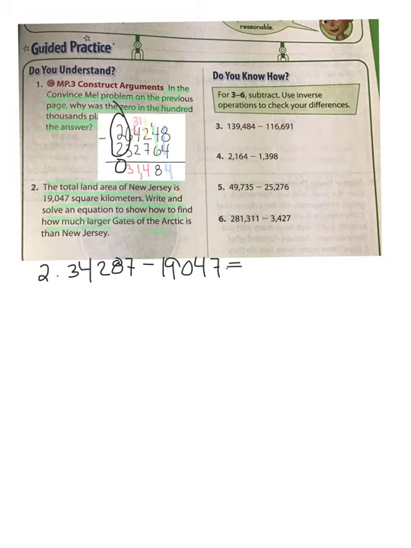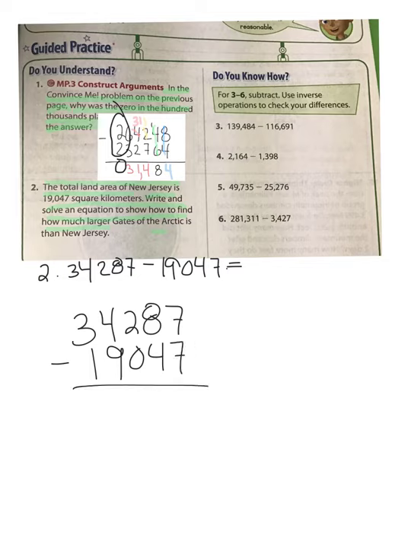Now I'm going to write the number so I can subtract it by using an algorithm. Remember, always write the larger number on top. If you write the smaller number on top, then your subtraction problem is not going to work. So I have 34,287 minus 19,047. Make sure you are lining up the place values.